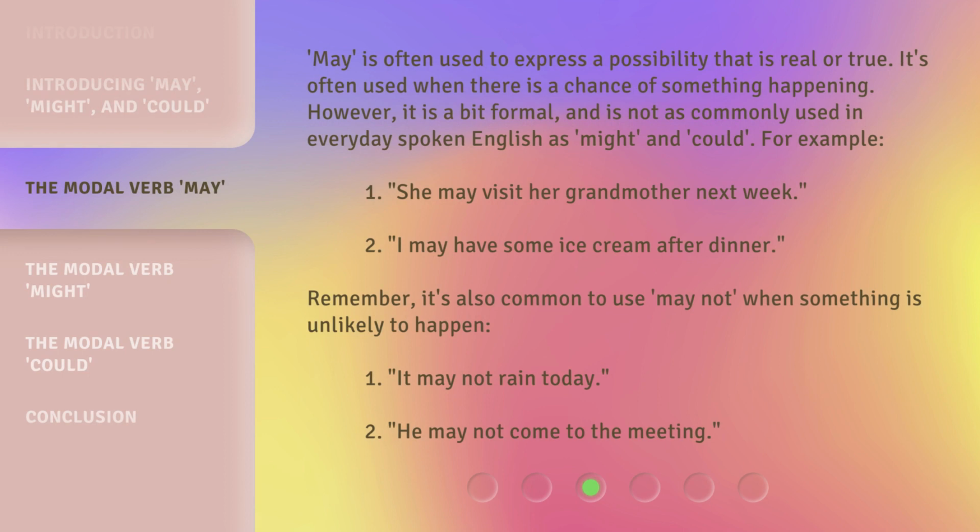May is often used to express a possibility that is real or true. It's often used when there is a chance of something happening. However, it is a bit formal, and is not as commonly used in everyday spoken English as might and could. For example, 1. She may visit her grandmother next week. 2. I may have some ice cream after dinner.